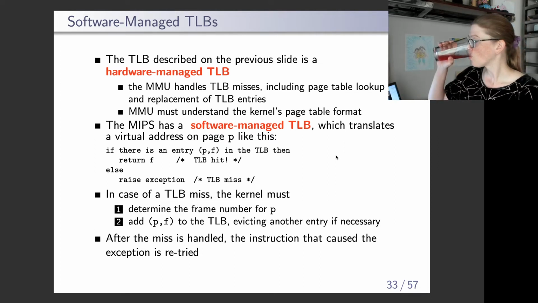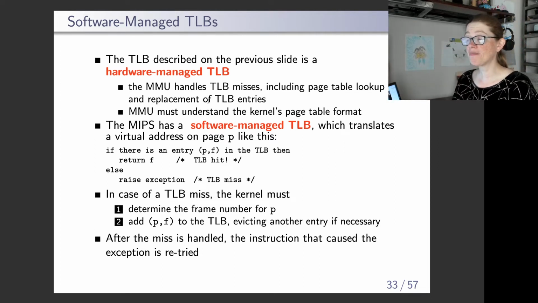Now, you'll note here that after the miss is handled, the instruction which caused the exception is retried. So what's going to happen is when there's a TLB miss, we are not going to perform the translation ourselves. We're actually going to force the machine to simply redo it. And this time when it does it, it will actually succeed. And by the way, this is actually how SYS161, our MIPS processor, does things. OS161 is a software managed TLB, as you might have noticed if you got that TLB miss exception.